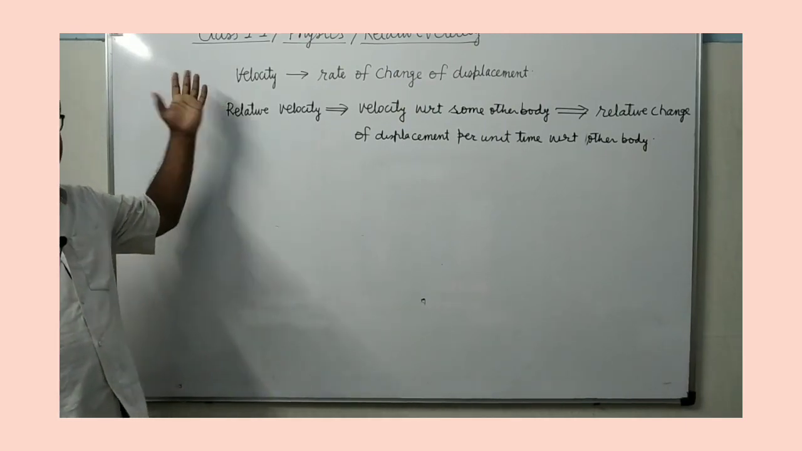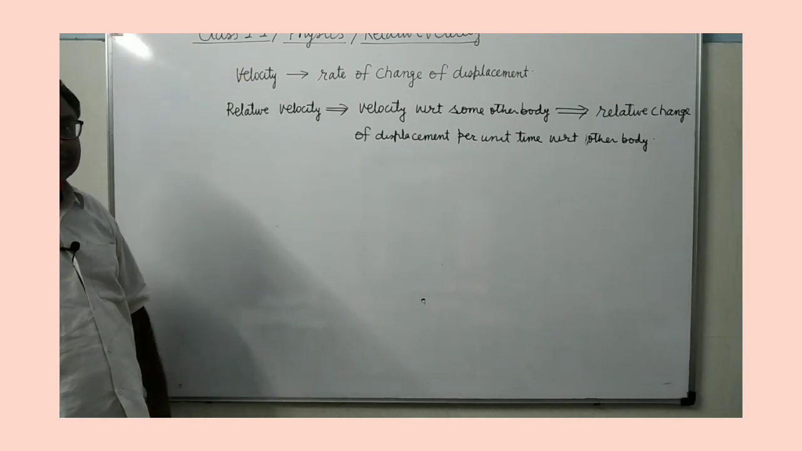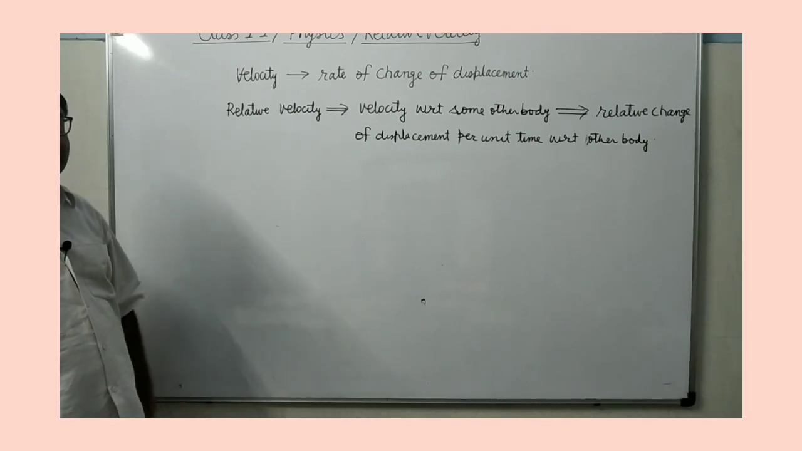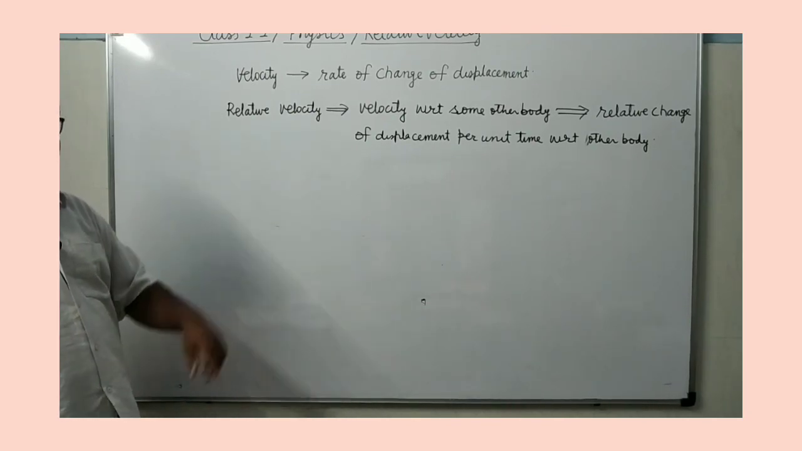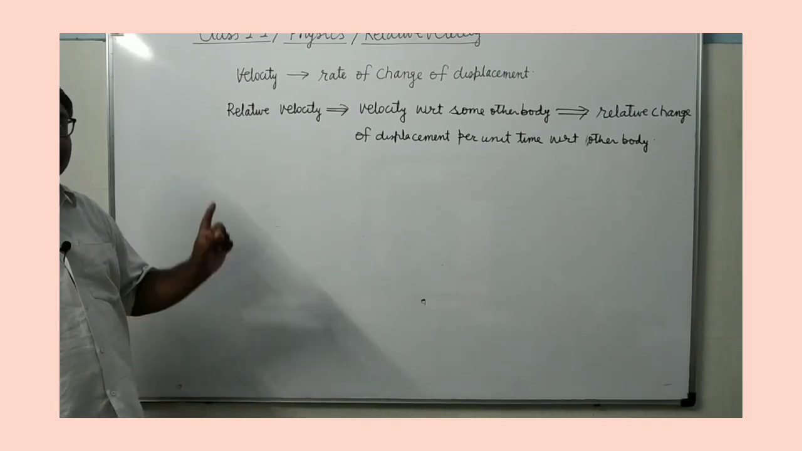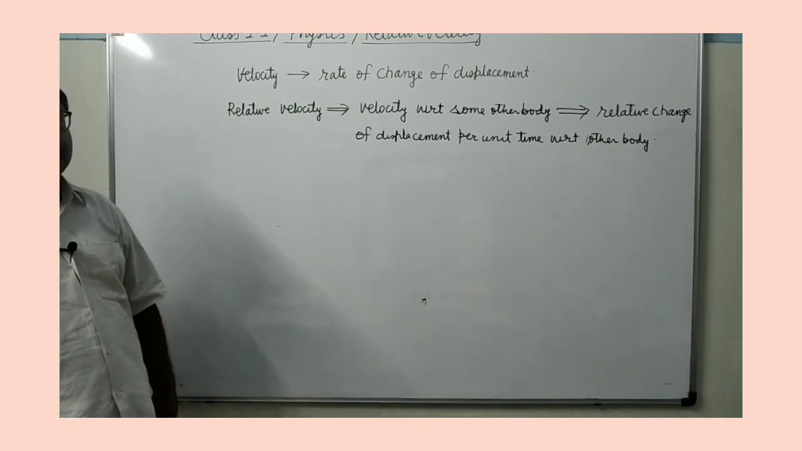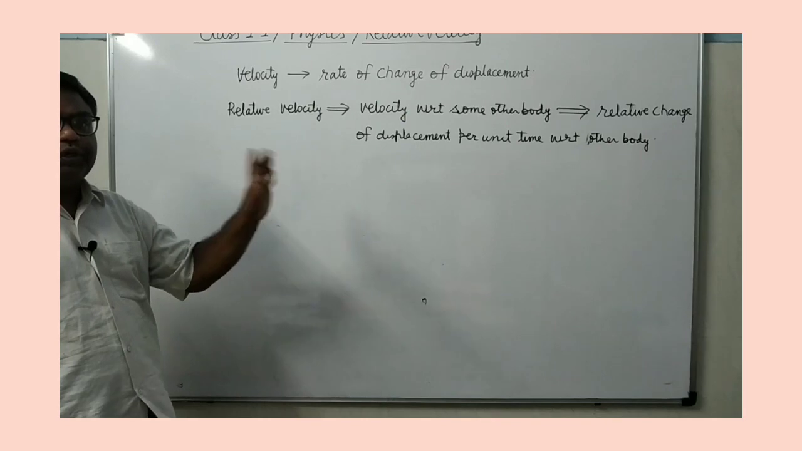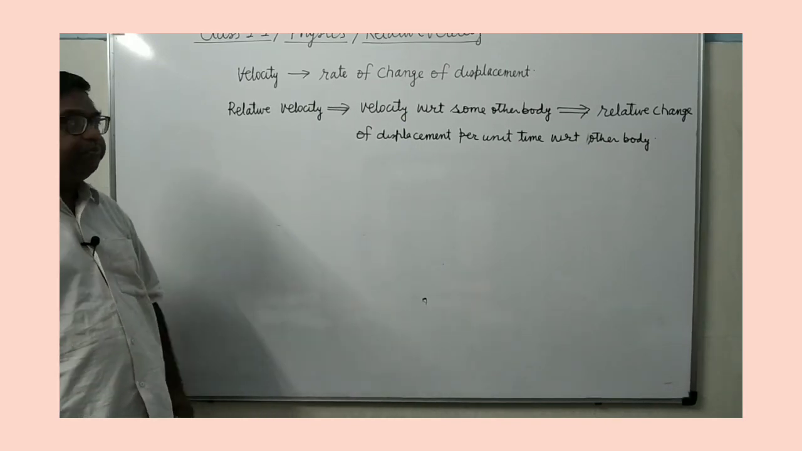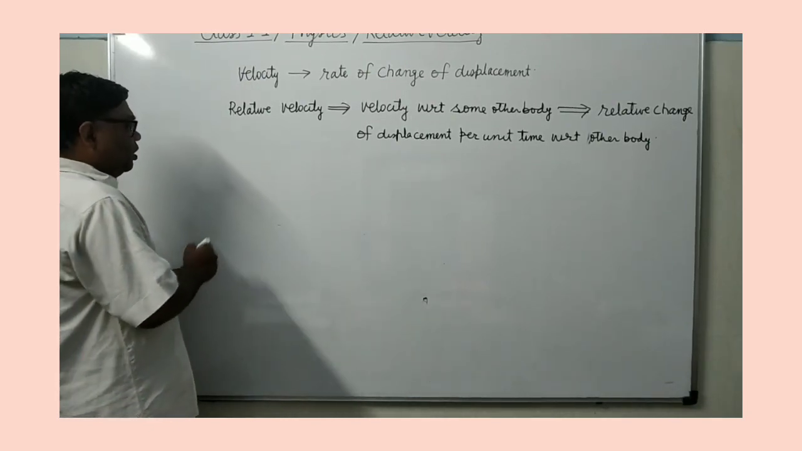Now see here, velocity is the rate of change of displacement, and here displacement will be measured from the origin. But in this case, what will you do? When you are finding the relative velocity of A with respect to B, you will find the change in displacement of A per unit time with respect to B. Now in place of the origin, you will take the point B as origin. Is it clear? Here I am giving one example.